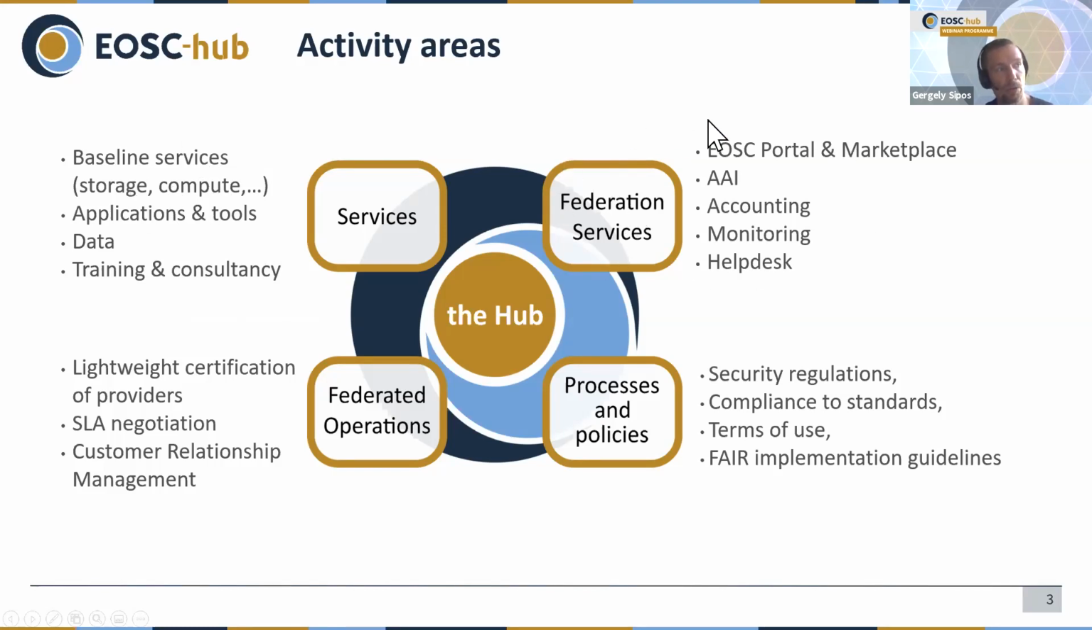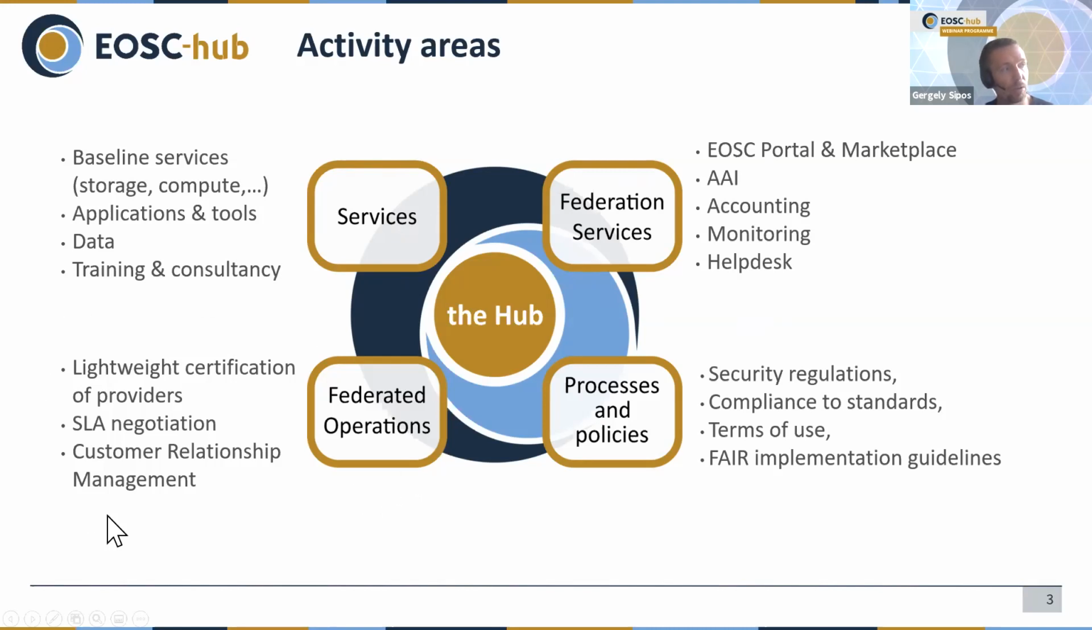The second area of work is what's called federation services, and this is often referred to as a glue or the hub in the EOSC ecosystem. The most important element here is the EOSC portal and the EOSC marketplace, but there are other enabler services such as an authentication and authorization infrastructure to enable single sign-on across different providers, usage accounting, service monitoring, as well as a user help desk system that facilitates the integration of the science discipline specific and the generic services.